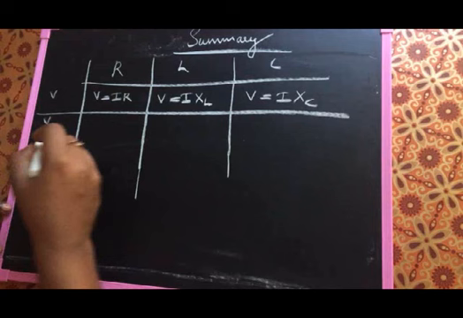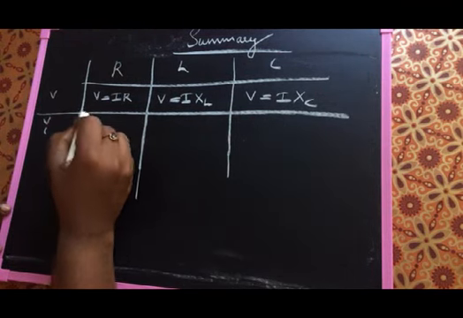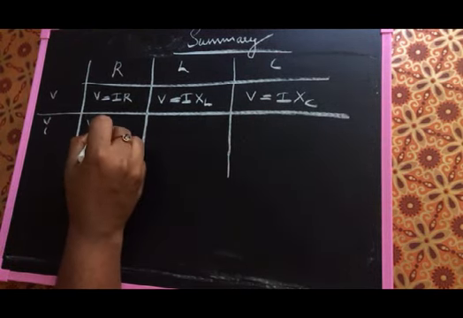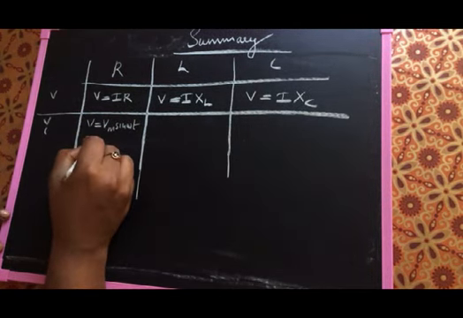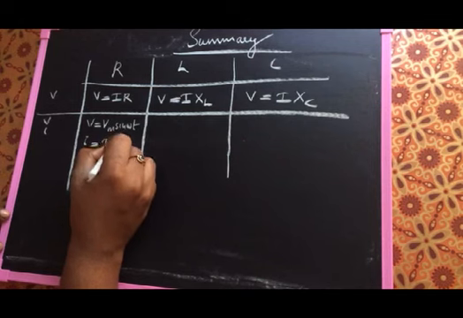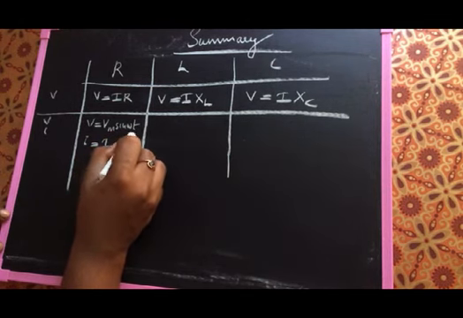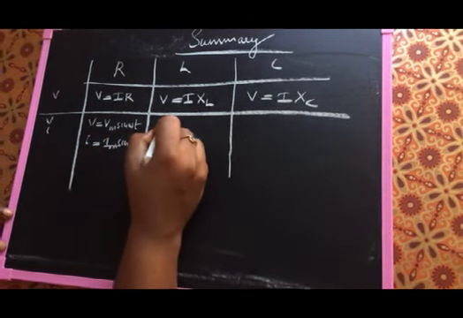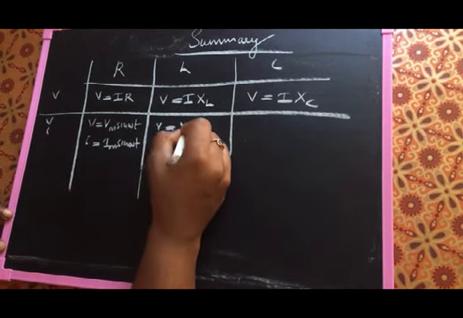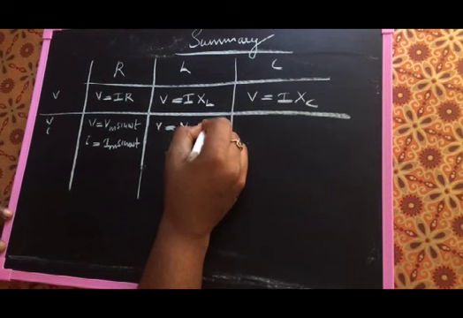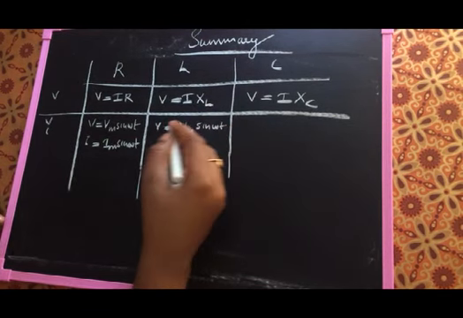Now, what is the equation of instantaneous voltage and current? Here we are taking the reference as voltage, V is equal to Vm sin omega t. So what will be the current? I is equal to Im sin omega t. Again, in all three cases we are taking V as reference, V is equal to Vm sin omega t.